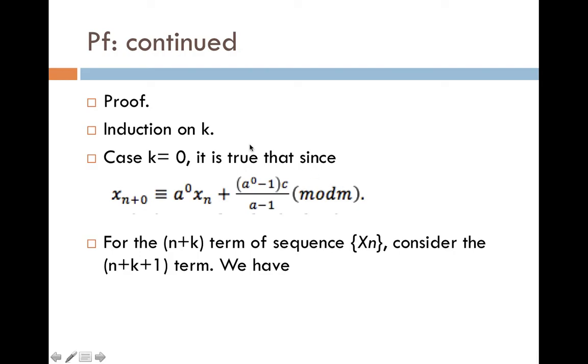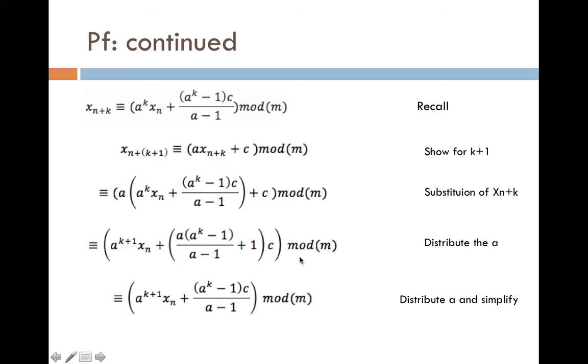So we're going to do just a quick induction proof. For the case of k equal to 0, x of n plus 0 is congruent to a to the 0 times x sub n plus a to the 0 minus 1 times c divided by a minus 1, all mod m. And now I want to consider it for the k plus 1 term. So for the n plus k term of the sequence x of n, consider the n plus k plus 1 term. This is just a recall from our previous summation. We want to show it for k plus 1.